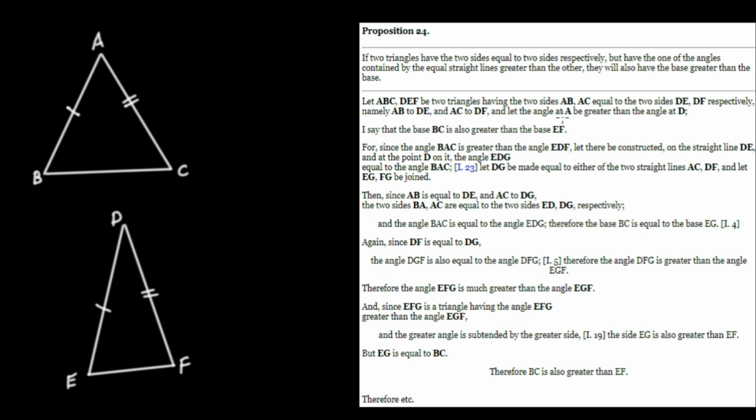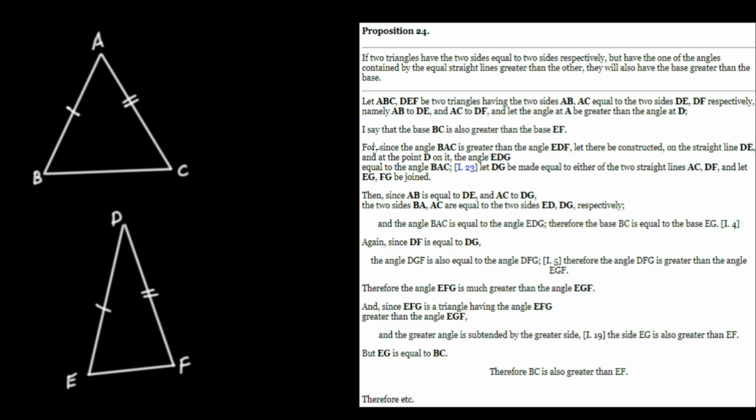And let the angle at A, which is this angle right here, let the angle at A be greater than the angle at D. So that's the setup. And he claims, I say that the base BC is also greater than the base EF. So that's the claim. And now we proceed to prove this.